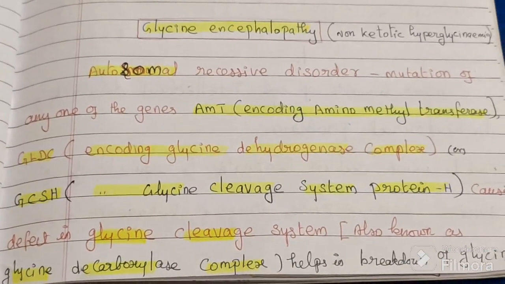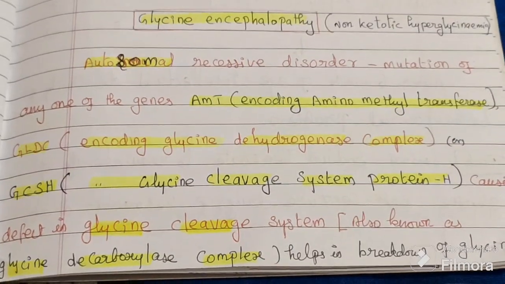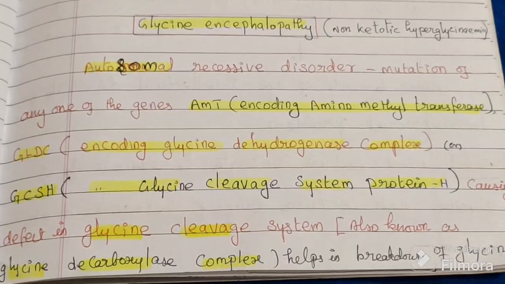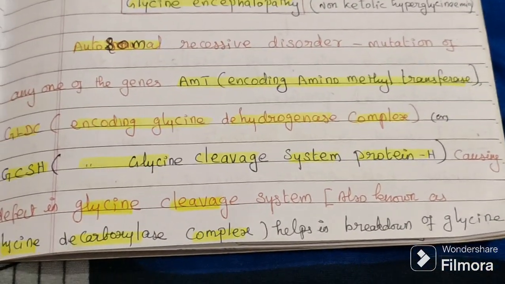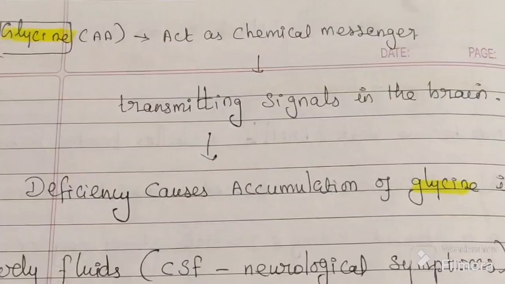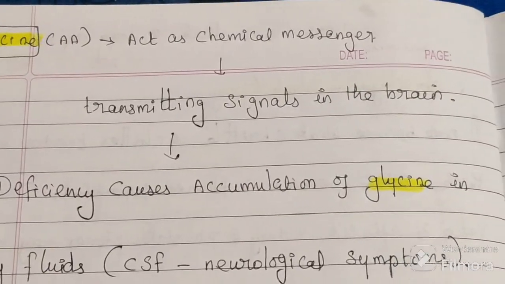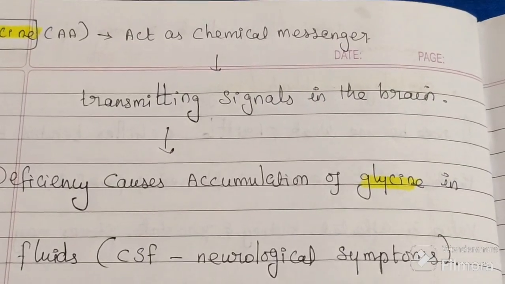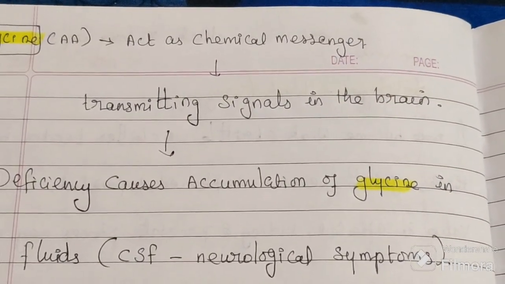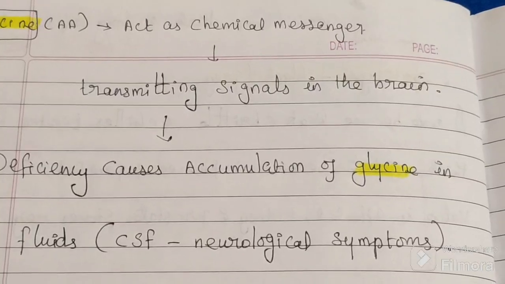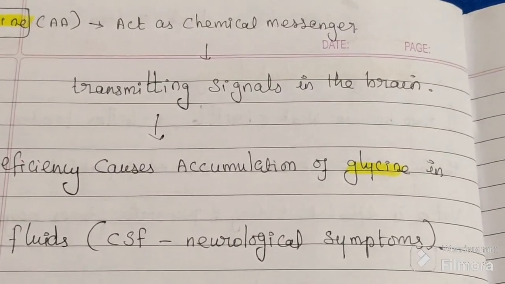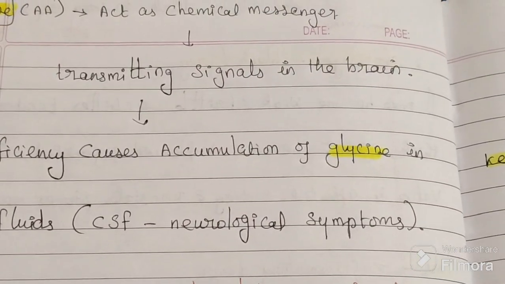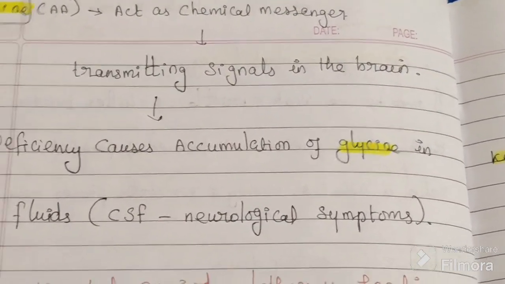Glycine is an amino acid that acts as a chemical messenger transmitting signals in the brain. So the deficiency of the glycine cleavage system causes accumulation of glycine in the body fluid, especially in CSF, causing neurological symptoms.